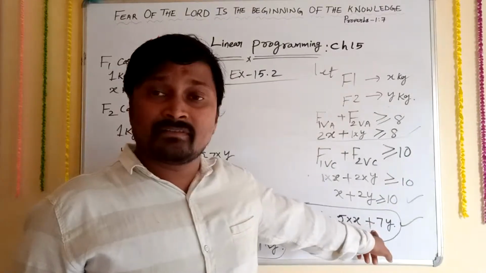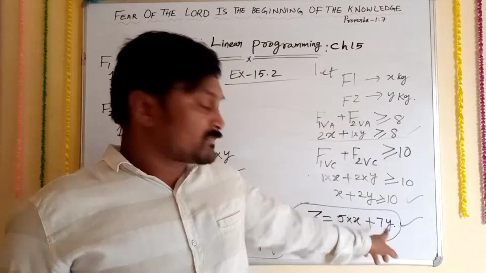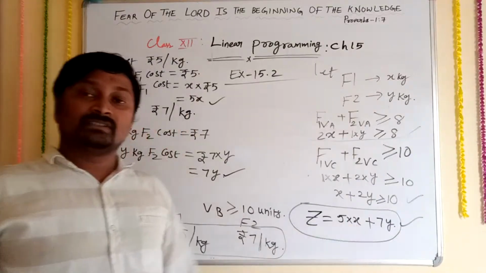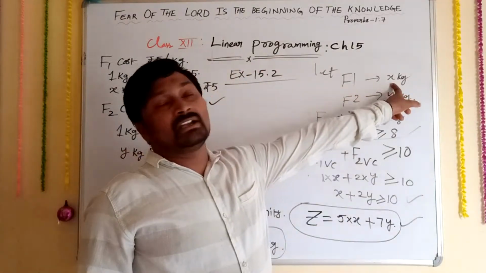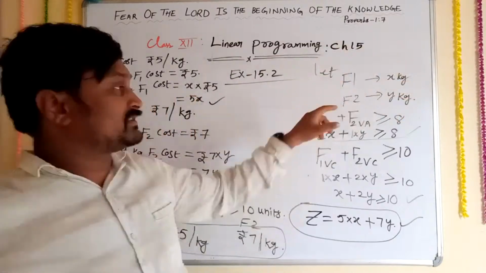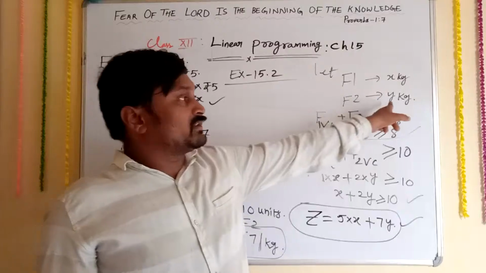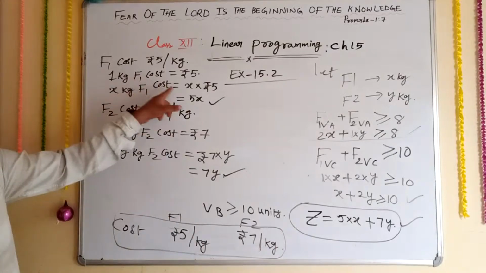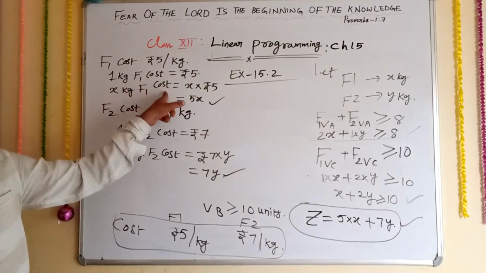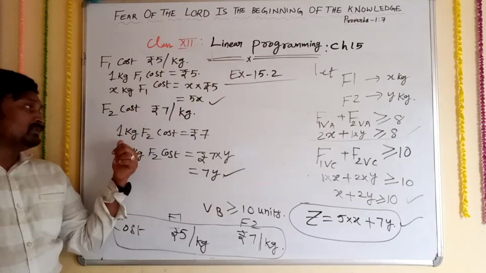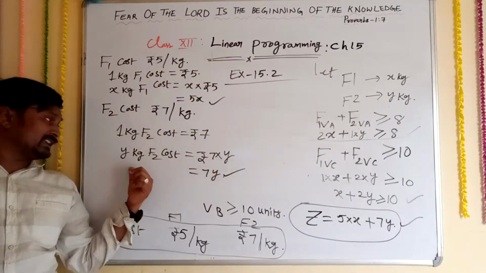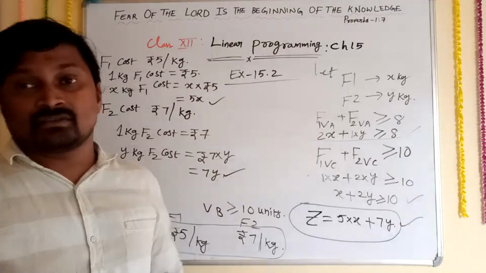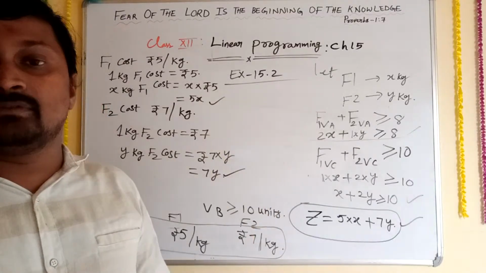How this 5x plus 7y came, understood everyone? So here 5 is 5 rupees per kg they gave, and x is here what? x is food 1. Total food 1 is x kgs. We don't know how many kgs. That's what we thought as x kgs, and total food 2 we thought as y kgs. So if 1 kg of food 1 costs 5 rupees, then x kg of food 1 will cost 5x, and if 1 kg of food 2 costs rupees 7, then y kgs of food 2 cost is nothing but 7y. So up to here understood. Any doubt up to this equation?